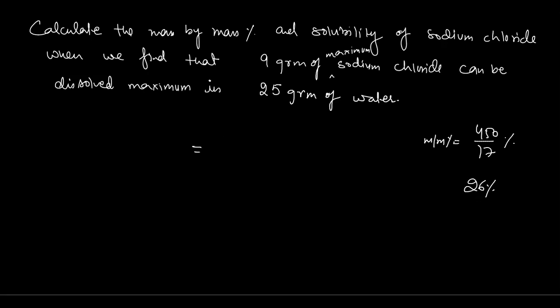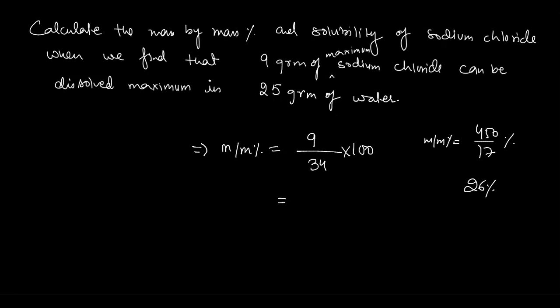First of all, mass by mass percentage will be equal to m by m, or you can write w by w. That's the same. Here you need to put in the mass of the sodium chloride, that is 9 grams, and the mass of water we need not write here, we need to write the mass of solution. So the mass of solution will be 25 gram plus 9 gram, that will be 34, into 100. The mass of solvent is not given here, it should be the mass of solution.